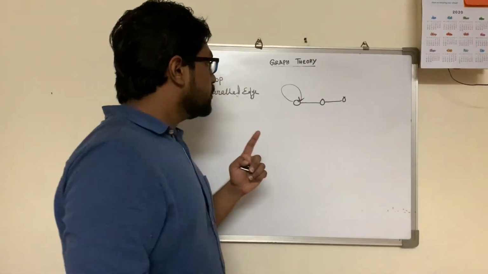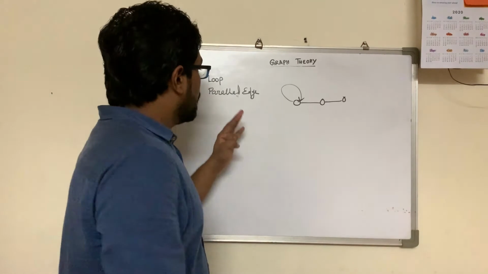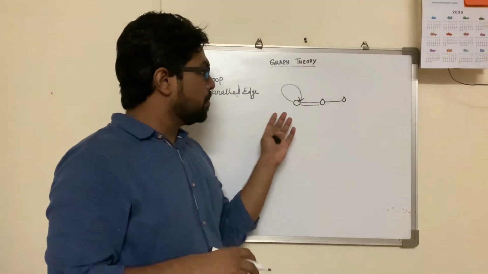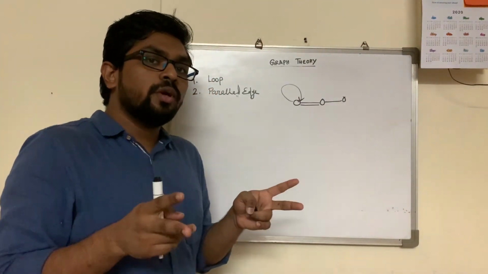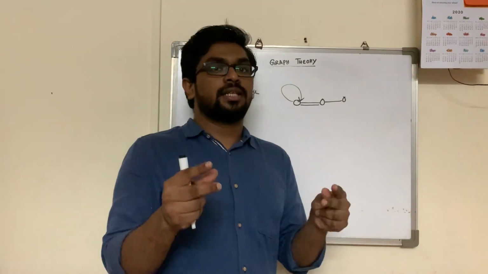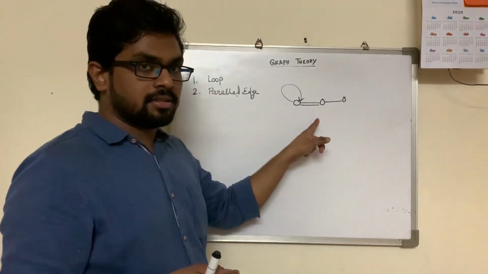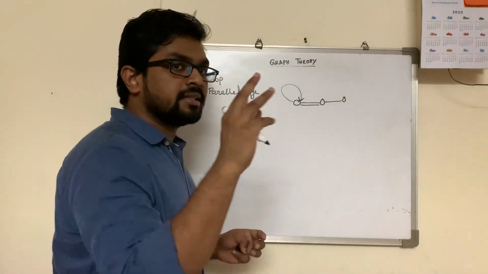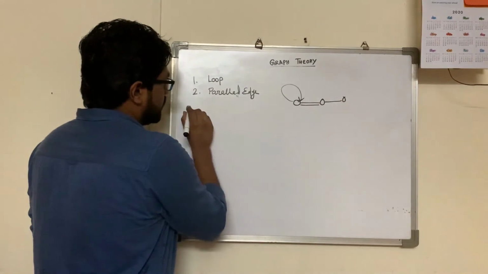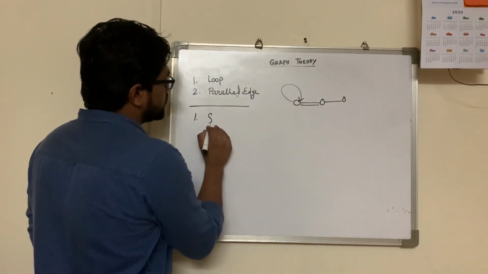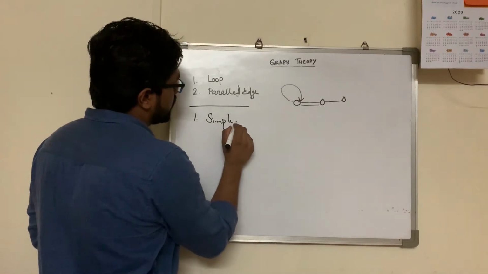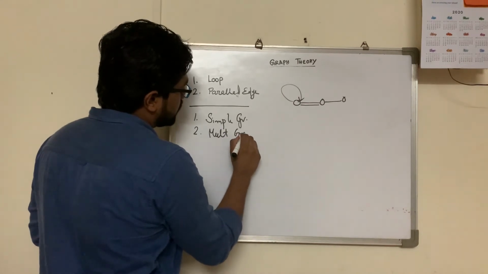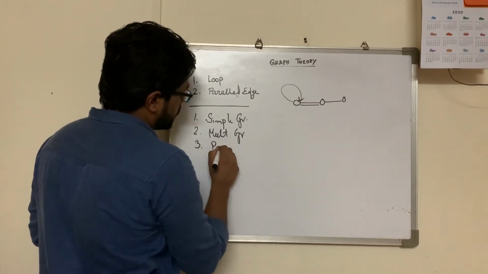Now, what is a parallel edge? A parallel edge looks like this. By definition, if there exist two edges between the same pair of vertices, then that is called a parallel edge. So on the basis of loops and parallel edges, there are three sorts of graph: the first is the simple graph, the second is the multigraph, and the third is the pseudograph.